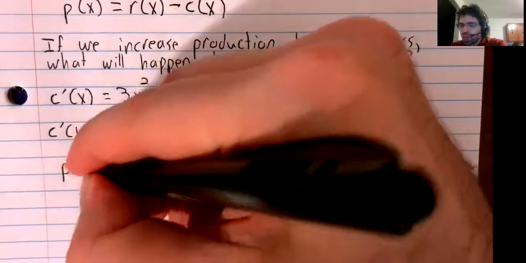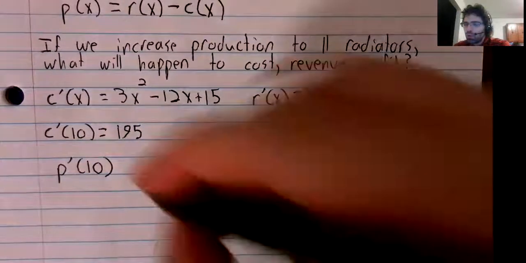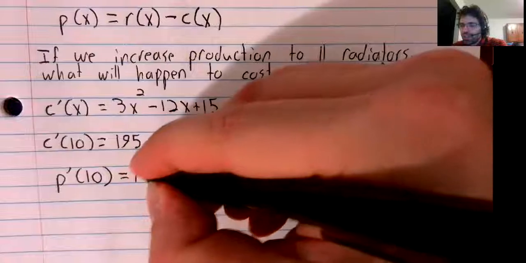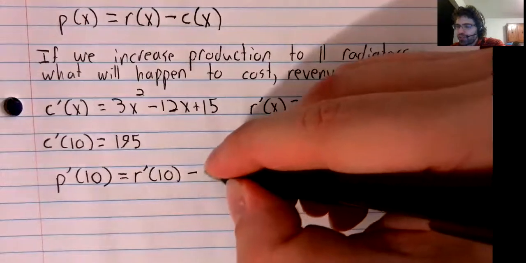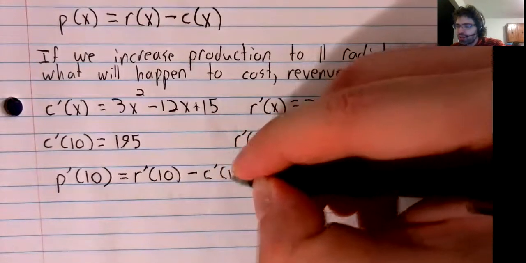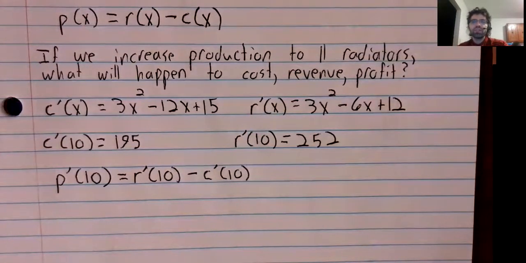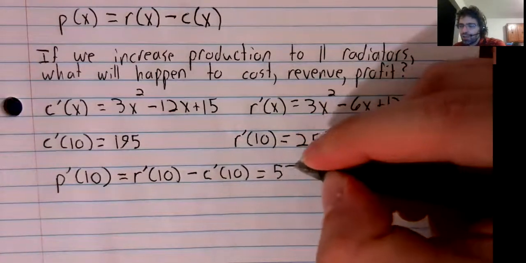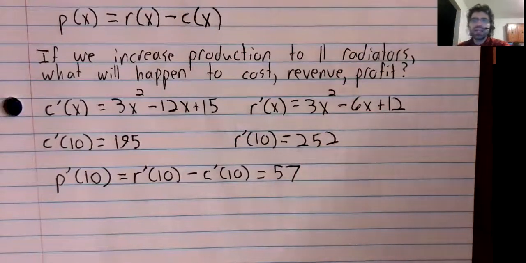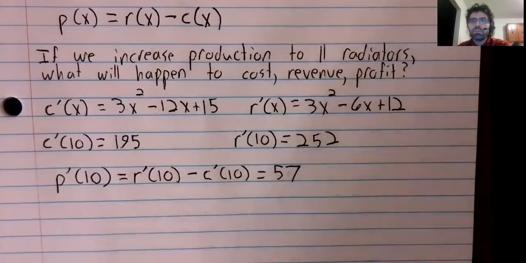How much money are we making in particular? That's the marginal profit. And we can use the difference rule here. The profit is one function minus another. So its derivative is the derivative of the first minus the derivative of the second. We anticipate making a profit of $57 if we up our manufacturing by 1.